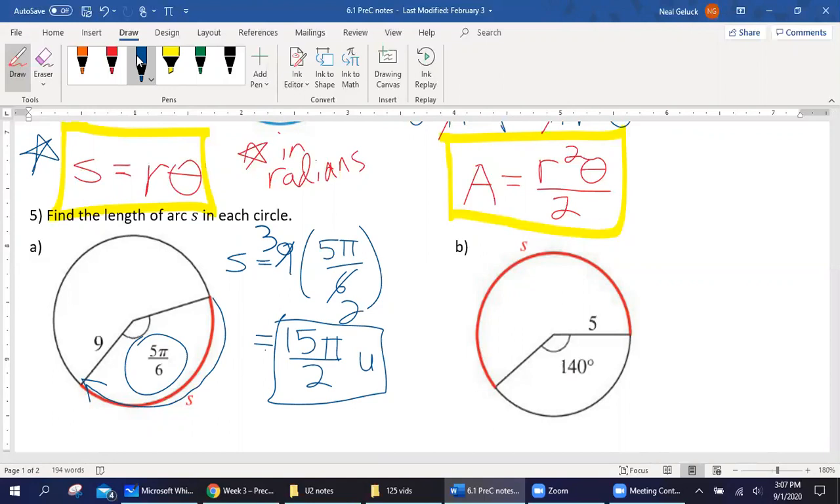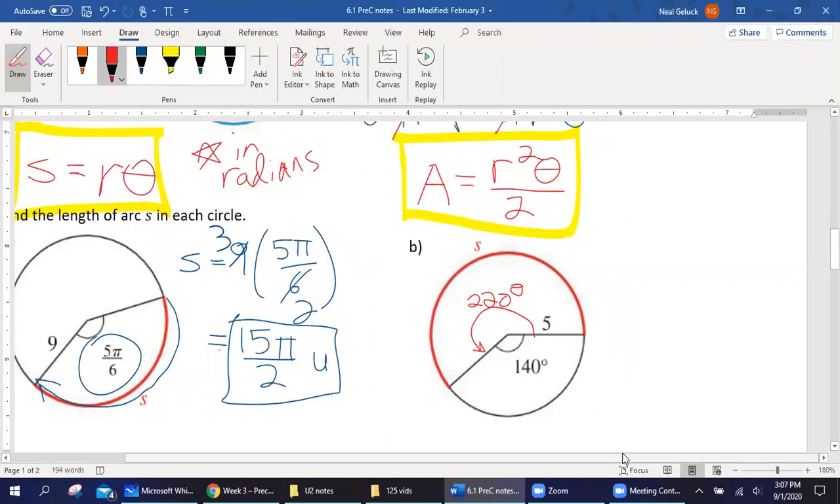For letter B, there's a couple things that could mess us up. The first one is we're given the angle that's not the angle we want. So we're given 140, but we want this angle. So a full circle is 360. So 360 minus 140 would give me 220 degrees. But then the second thing is we don't want degrees. We want radians. So we need to convert 220 degrees to radians.